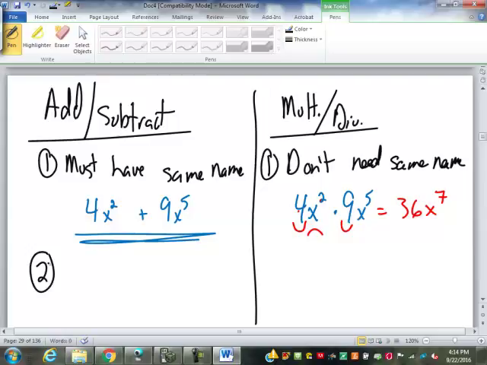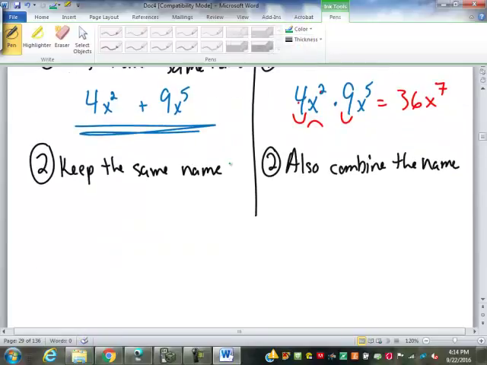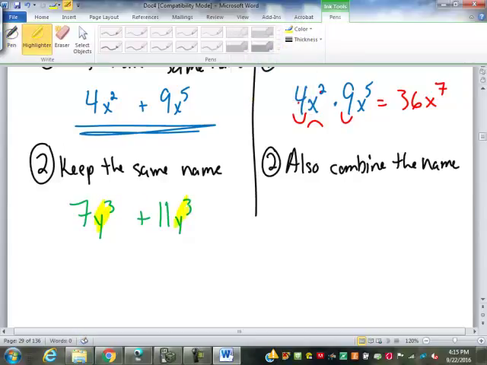The second thing to remember, we're going to combine the counts either way. But when we add, we simply keep the same name. When we multiply, we also combine the name. So what that means for us, when we add, I must have the same name to add. So if I do have the same name, 7y to the third plus 11y to the third, I can combine those because they're both y to the thirds. They have the same name, which I must have to add or subtract. I'm going to combine the counts. 7 plus 11 is 18.